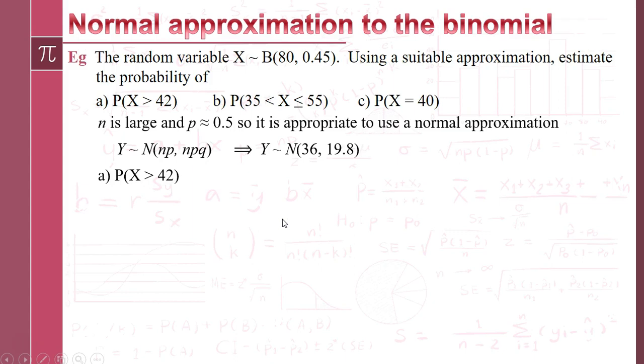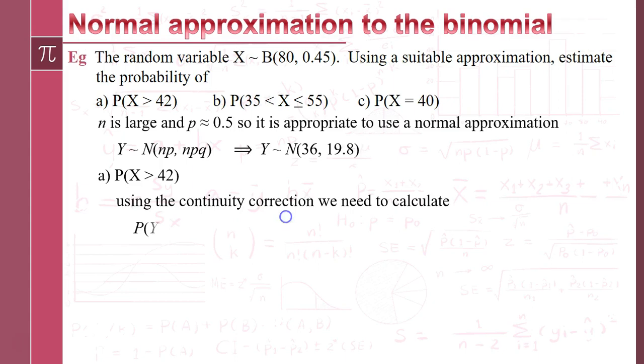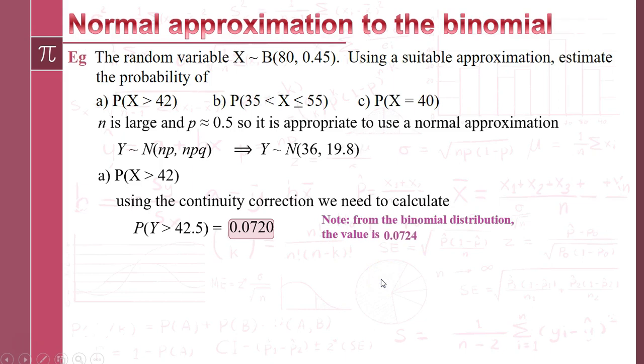Let's find the probability that x is greater than 42. So now I'm thinking about my binomial values. The first thing I'm going to do is convert that into a y value. So using continuity correction, we're going to be calculating y greater than 42.5. Grab the calculator, bearing in mind, of course, that your value for sigma, the standard deviation, will be the square root of 19.8. And there we go, there's our value. Now, if we did the calculation using a binomial, we'd end up with a value of 0.724. So that's a pretty good approximation.